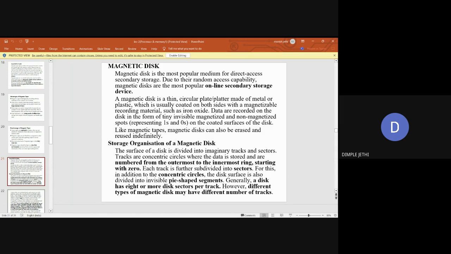Next is your magnetic disc, which comes under which kind of devices? Magnetic disc comes under which category?